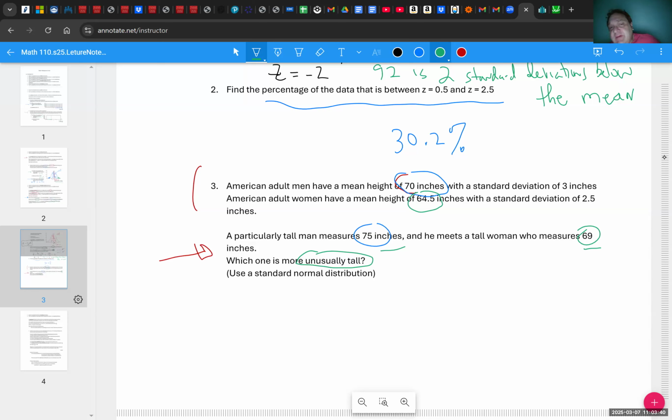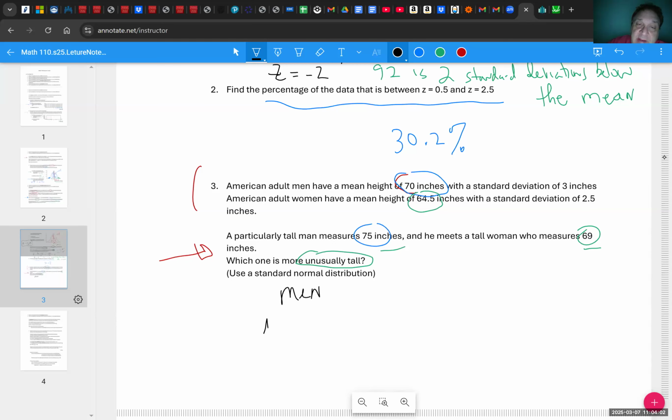Like, which one is relatively much taller than their counterparts? So, is the man taller than other men, or is the woman taller than other women? I'll show you. We're going to use a standard normal distribution to figure this out.